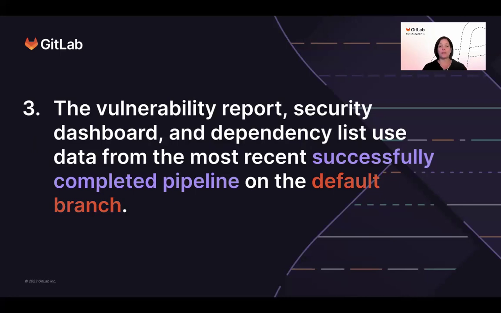Okay, golden rule number 3. The vulnerability report, security dashboard, and dependency list that are all found on the secure menu are data from the most recent successfully completed pipeline on the default branch. So 2 key aspects here: default branch and successfully completed pipeline. And those things will trip up customers as they're starting to look at the results in the vulnerability report and security dashboard and their dependency list.